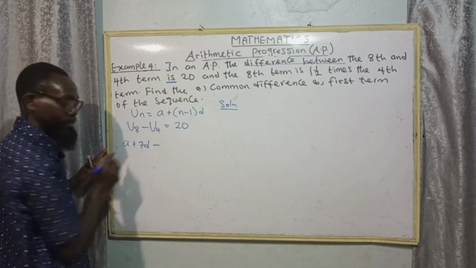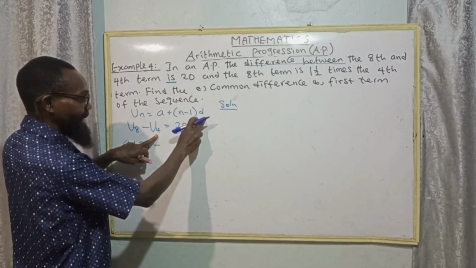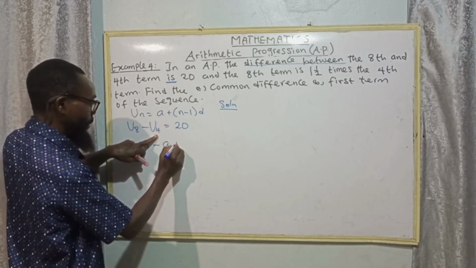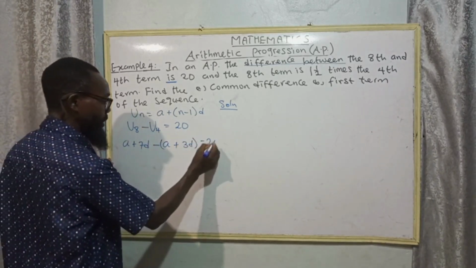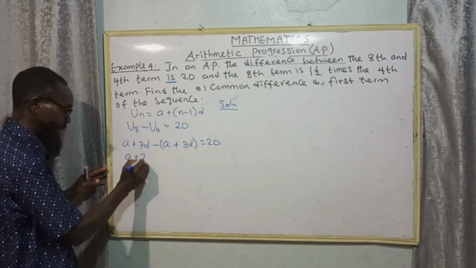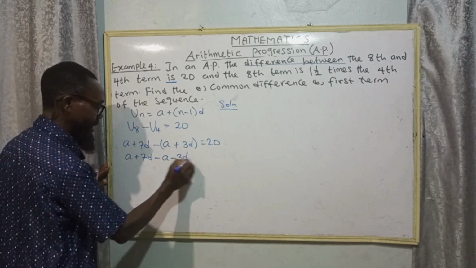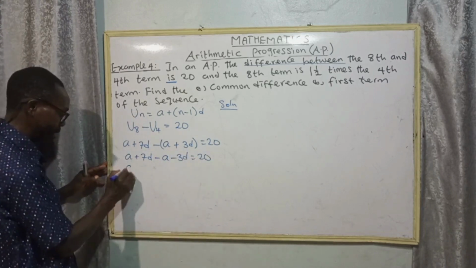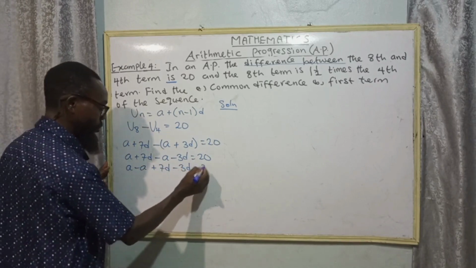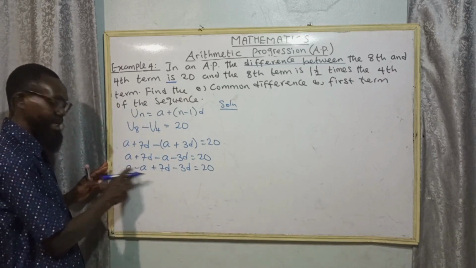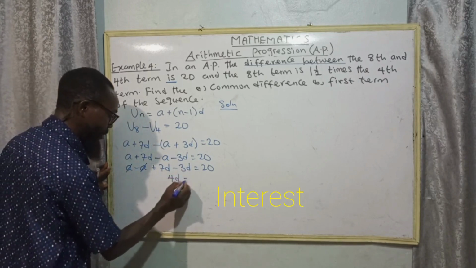So here, my 8th term will now be a plus 7d, then minus my 4th term. By putting 4 here, 4 minus 1, we have 3, 3 times d. So we have a plus 3d. This is minus, so you have to open a bracket and close it, equals 20. Now, a plus 7d, minus a, then minus 3d, equals 20. From here, a minus a plus 7d minus 3d is equal to 20. A minus a has cancelled. 7d minus 3d, I have 4d equals 20.